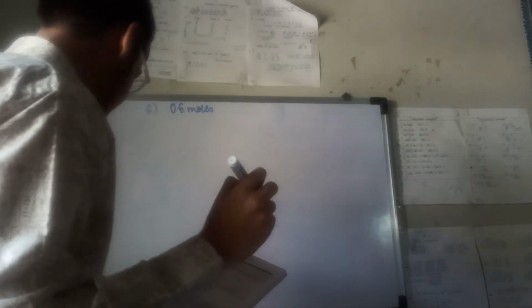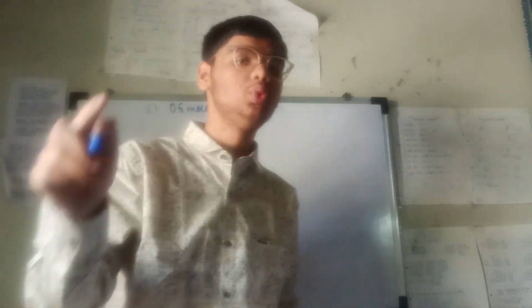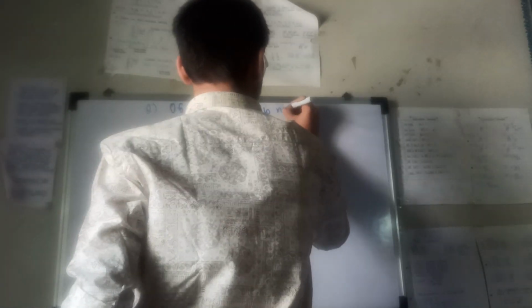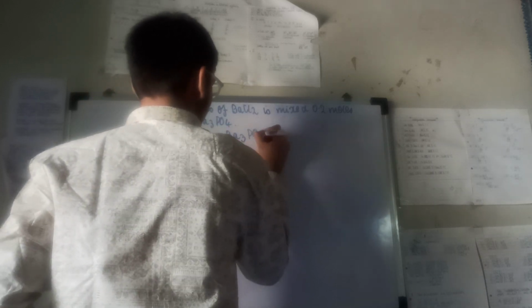If 0.5 moles of BaCl2 is mixed with 0.2 moles of Na3PO4, that is sodium phosphate, the maximum amount of Ba3(PO4)2 produced, means we have to find the amount of Ba3(PO4)2.